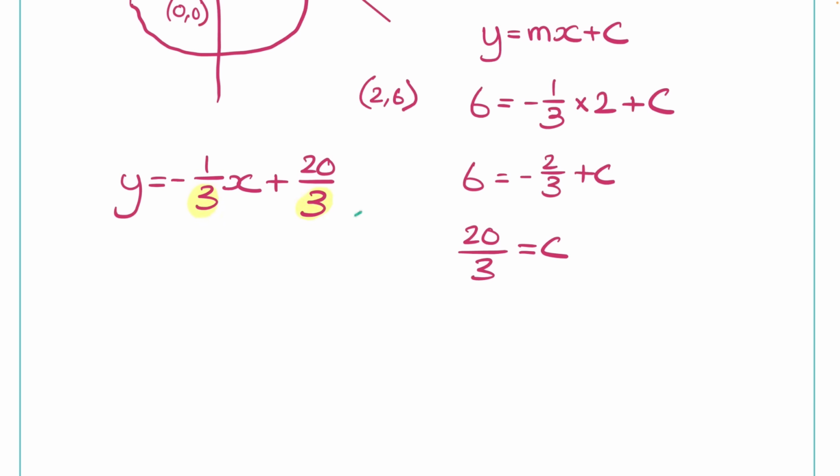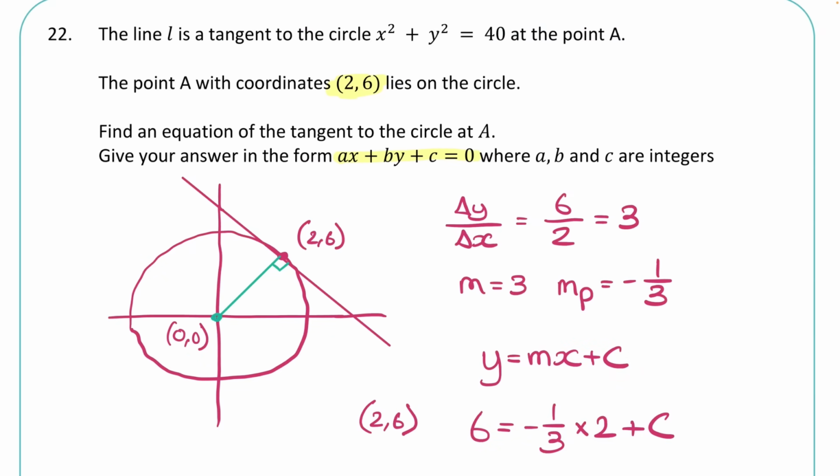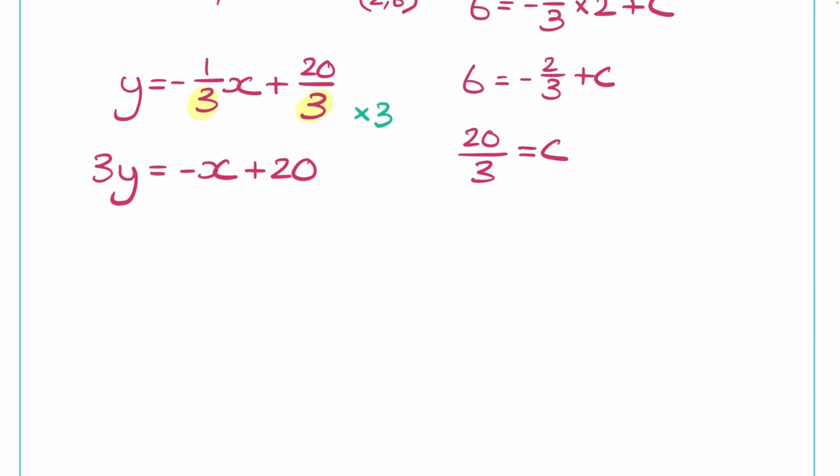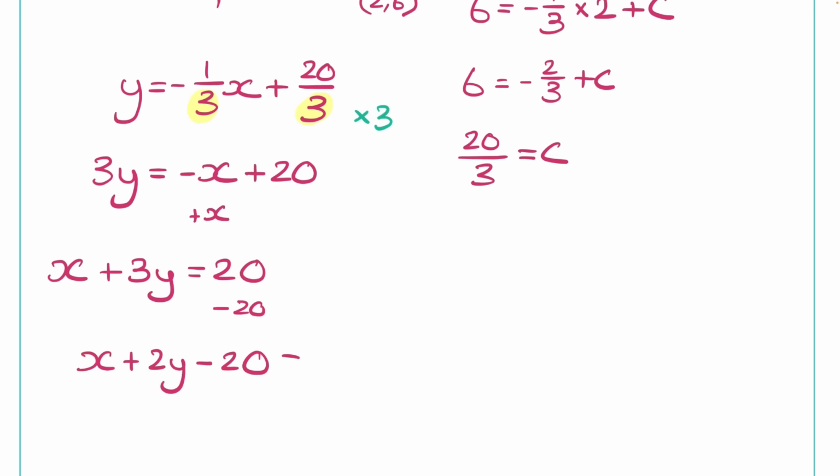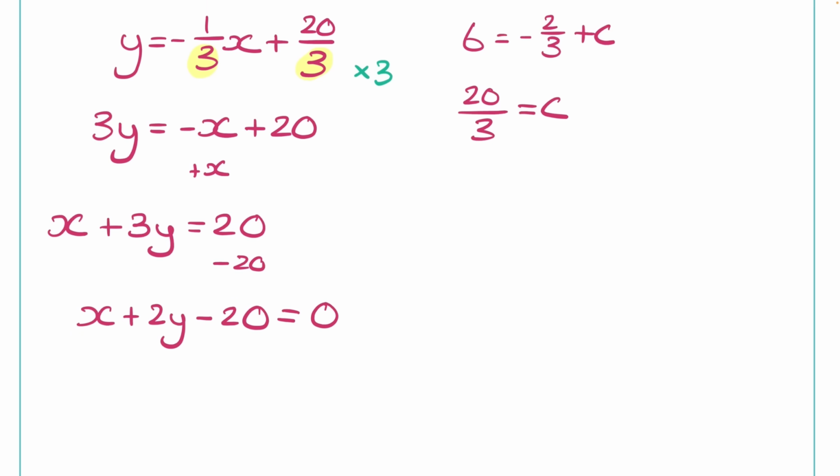So we can times by 3 to remove those fractions. We get 3y equals minus 1x plus 20. It also wants it to be equal to 0, so it wants the x, then the y, then the number. So we'll just move them over piece by piece, add x to start with, so we'll put that at the start, so x plus 3y equals 20, then minus the 20, and we get x plus 3y minus 20 equals 0. And there is the equation of the line.